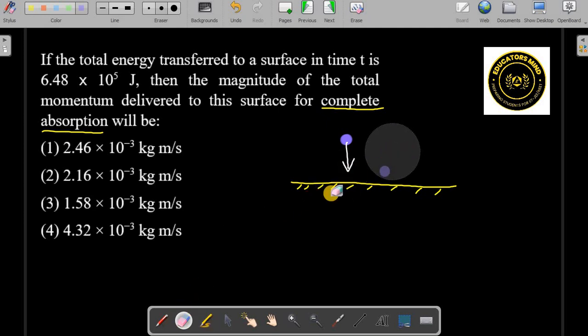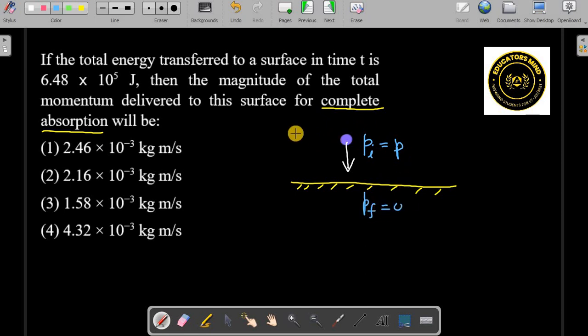After hitting it, these photons get absorbed. So if you read the question here, complete absorption means it does not bounce back, right? So let's say it is coming with a momentum p, that's the initial momentum, and finally the momentum becomes 0 because it gets completely absorbed. In case of reflection, we have to consider it bouncing backward, right? But here the final momentum of the photon is 0.